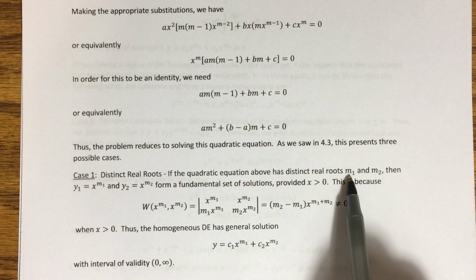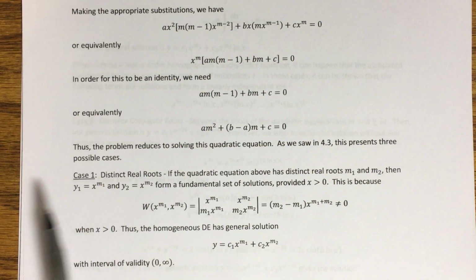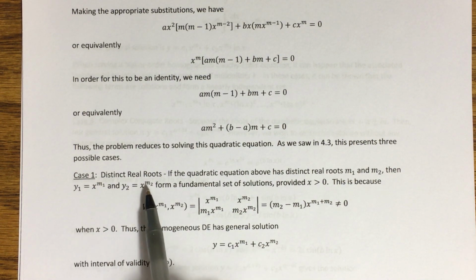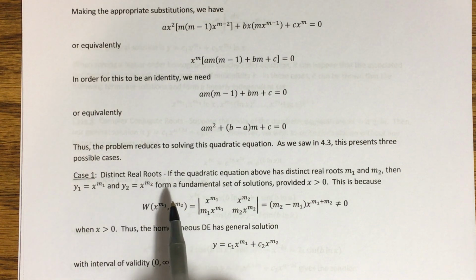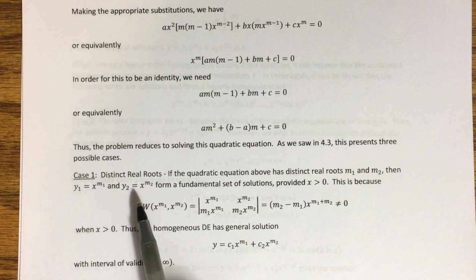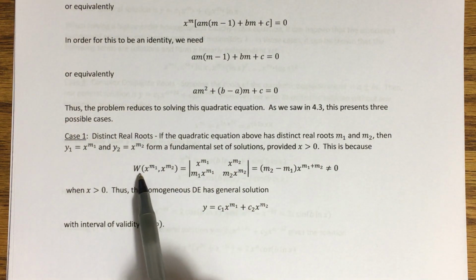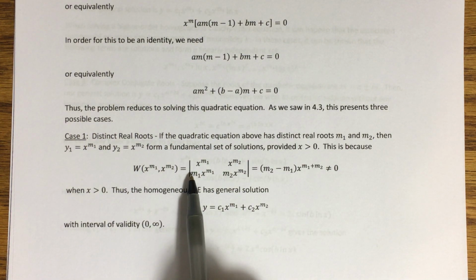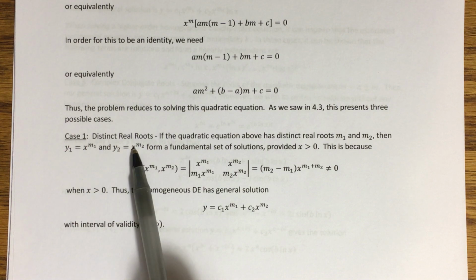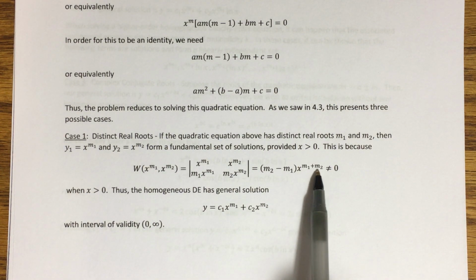Case 1: what happens if this quadratic equation has distinct real roots? Well, let's suppose that those roots are m1 and m2. That would mean, based on where that m came from, that x to the m1 and x to the m2 are solutions to our DE. I would like for them to form a fundamental set of solutions so that I can use them to create a complementary solution. And we use our Wronskian to check that. Remember, here's my Wronskian. And when I perform the Wronskian on these 2 functions, I get this: m2 minus m1 times x to the m1 plus m2.